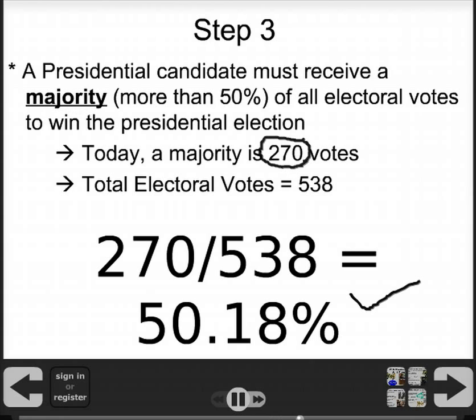Because if you divide 270 over 538, you get the smallest of smallest majorities. It is possible that a candidate could get 269 and another candidate could get 269, and then we would have a little bit of a mess. But the Constitution says something about that too. But we'll talk about that in a few minutes. So the key here, you want to get that magic number of 270.